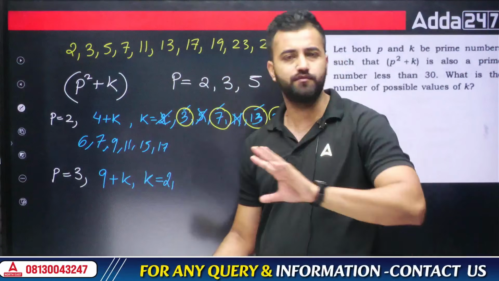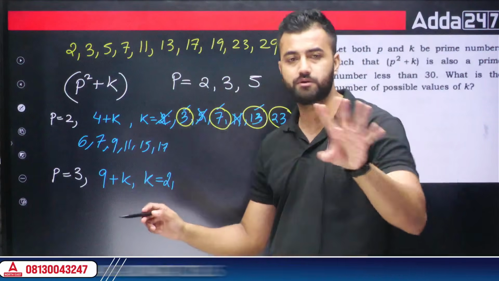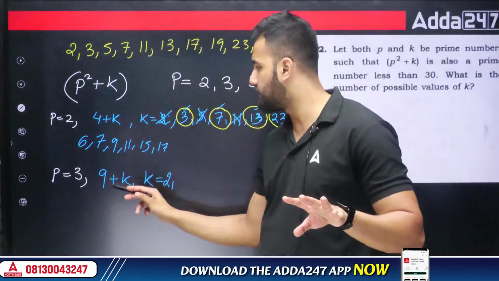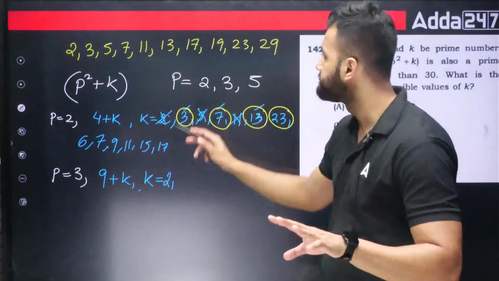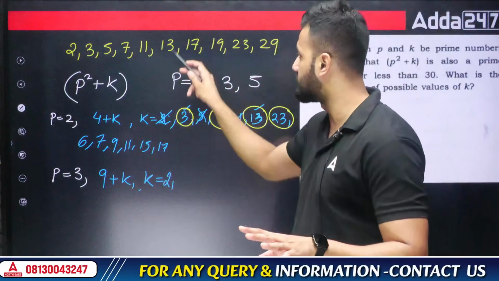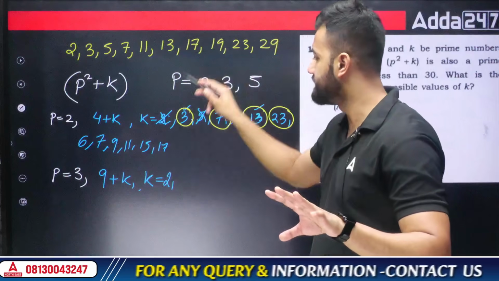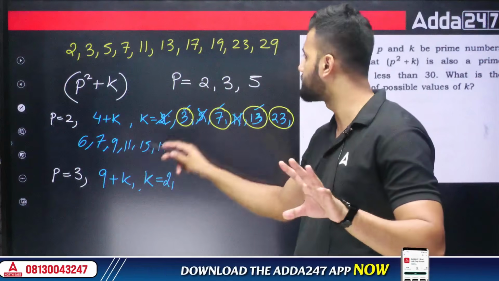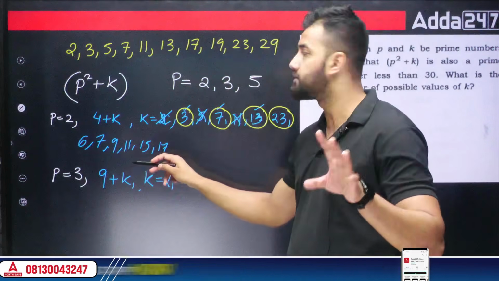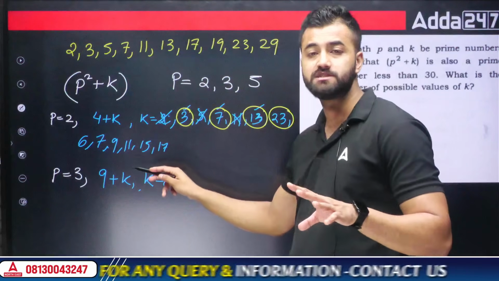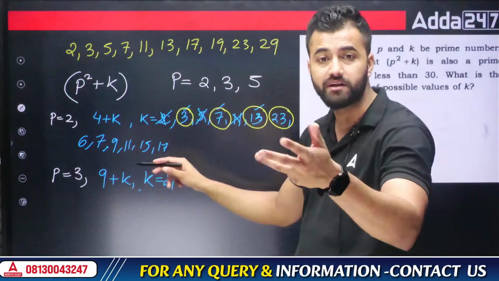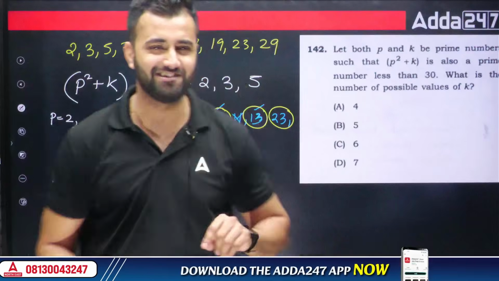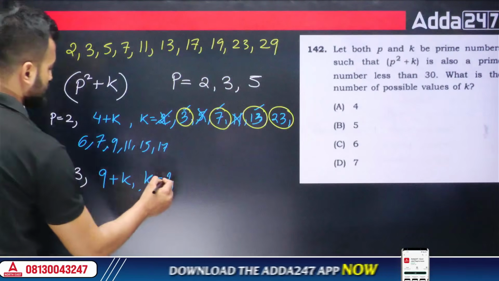3 plus 9 is 12, not a prime number. 5 plus 9, 14, not a prime number. 7 plus 9 is 16, not a prime number. 11 plus 9, 20, not a prime number. 13 plus 9, 22, not a prime number. 17 plus 9, 26, not a prime number. 19 plus 9, 28, not a prime number. 23 plus 9 is 32, more than the range. That means only one pair I can see in this case, that is your 2.